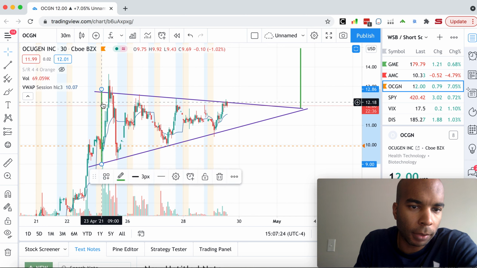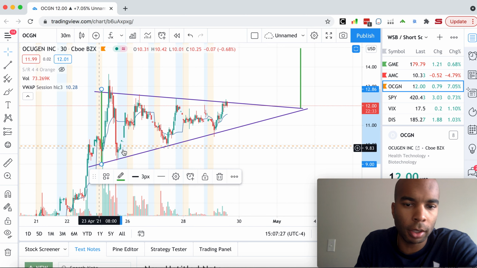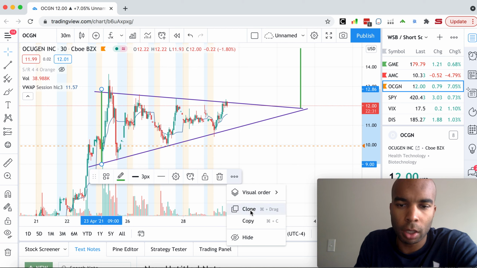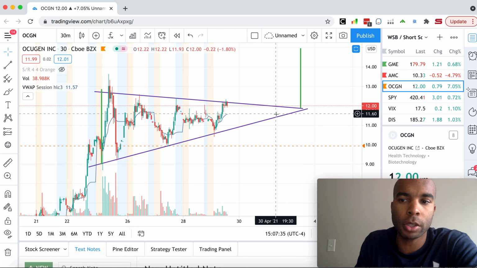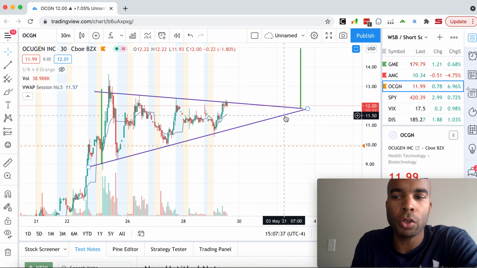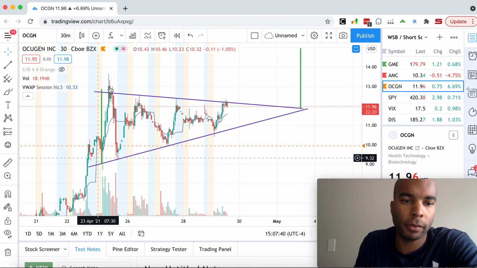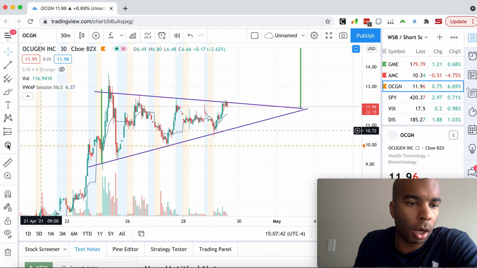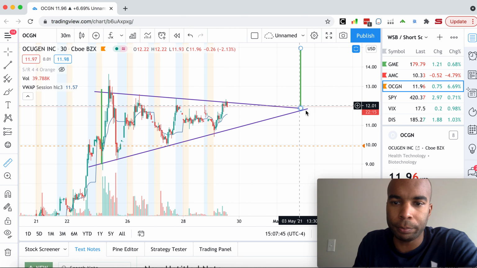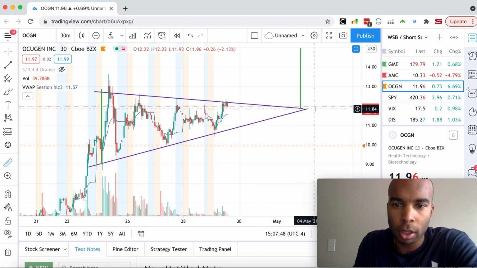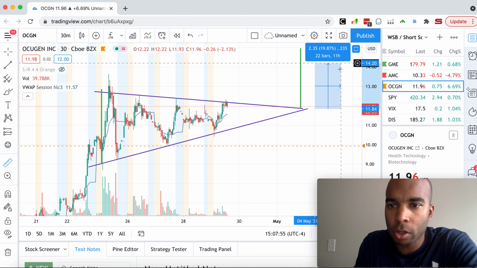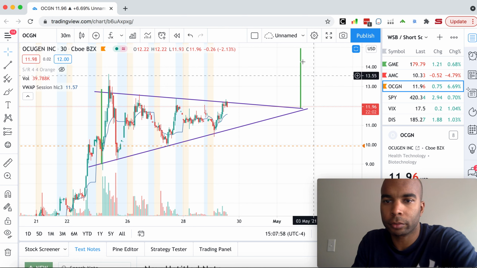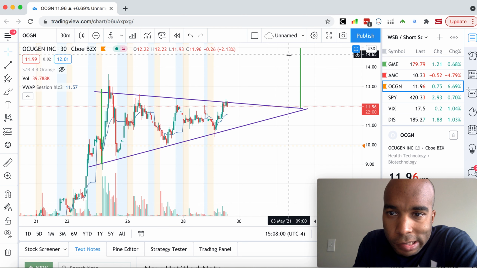So what I do is, I drew the line here, I click on this, and I click clone. I cloned it, and I put it here. So this will break out generally. Ascending wedges or descending wedges usually break out to the same distance, top and bottom. So let's see what we're looking at. We're looking at a price increase of about 26%. So our price target is, I can't even really see it.